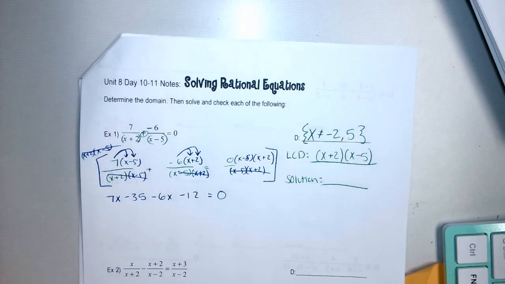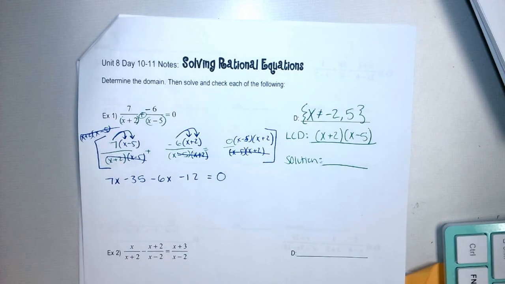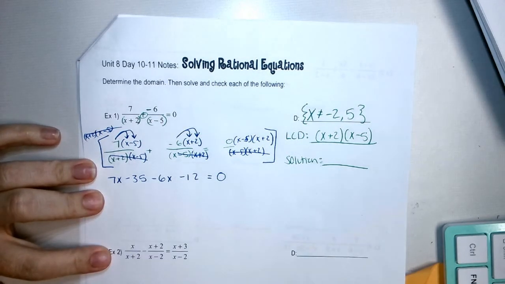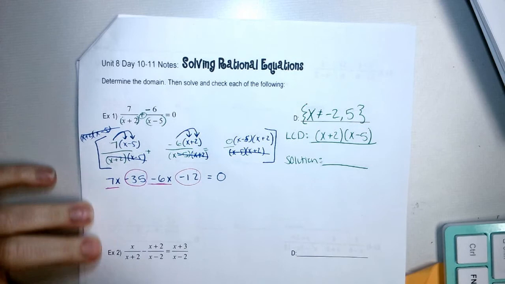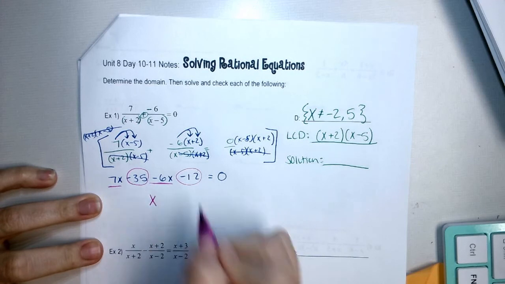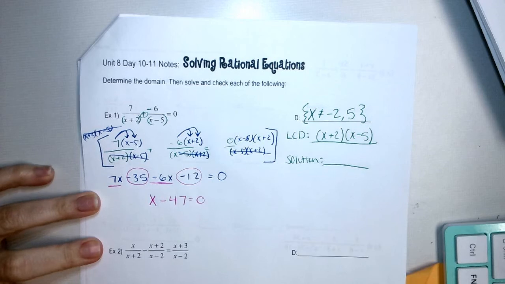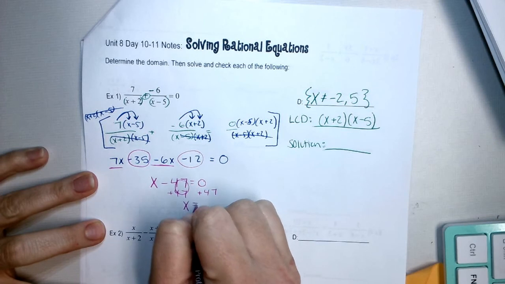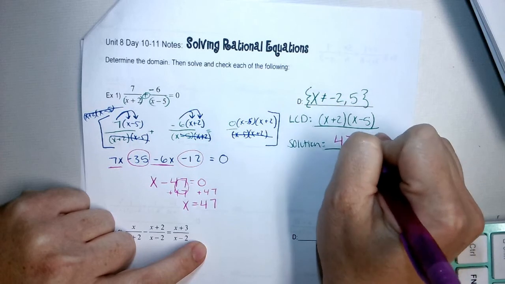I'm solving for x because there's nothing squared, there's nothing weird about this one. We are just going to get x alone. So I'm going to combine my like terms. I have this negative 35, this negative 12, this 7x and negative 6x. What is 7x minus 6x? And negative 35 minus 12? And now how do I get my x alone? And I get x equals 47. Can x equal 47? Yes. So my solution is 47.